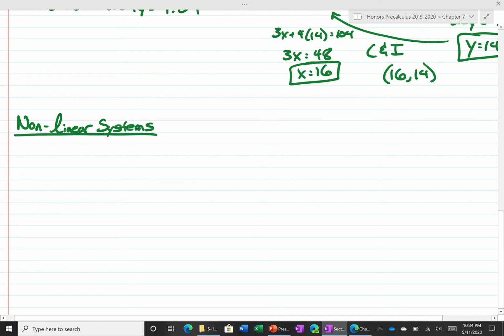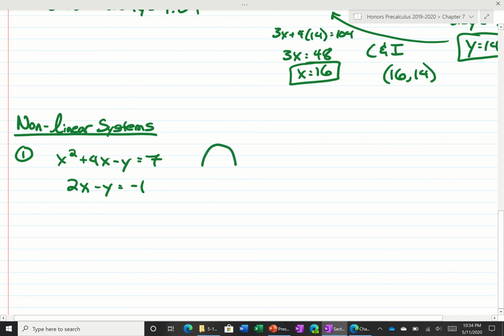We're going to solve these the same way. First example says x squared plus 4x minus y is equal to 7, and 2x minus y is equal to negative 1. Now the top equation has one quadratic, so this would actually look like a parabola.